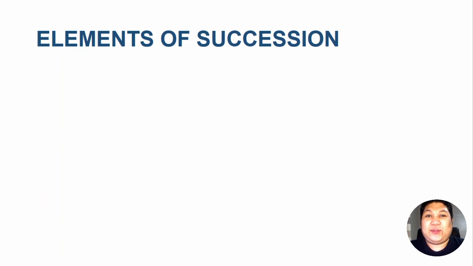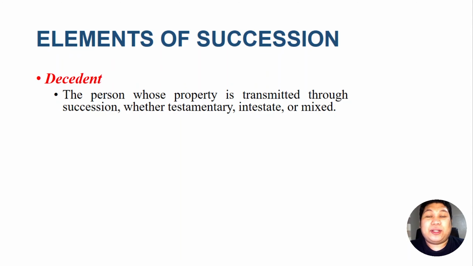We now proceed to the elements of succession. There are actually three elements of succession. Number one, the decedent. This is the person whose property is transmitted through succession, whether testamentary, intestate, or mixed. So when I say decedent, this is the person who dies, and whose properties, rights, and obligations are transmitted through succession. And the succession process could be testamentary, when there is a will, or intestate, when there is no will or when the will is void, or mixed, meaning partially testamentary and partially intestate.